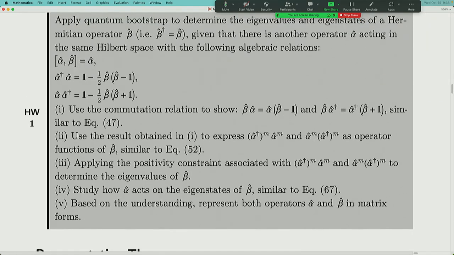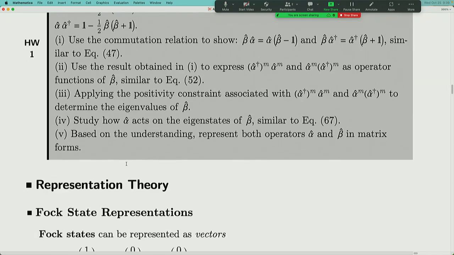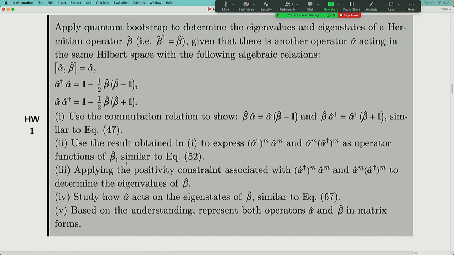Okay? Any questions? This seems to be a very difficult problem, but I think it is worth trying. You can discuss with your peer students. You can discuss with the TA. You can search online, but I believe there's no solution for this problem because no one has ever thought of this problem before. So, yeah. Okay, any questions about the quantum bootstrap method and this homework?